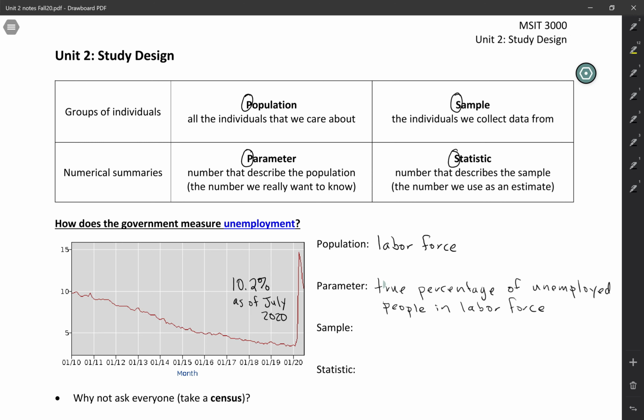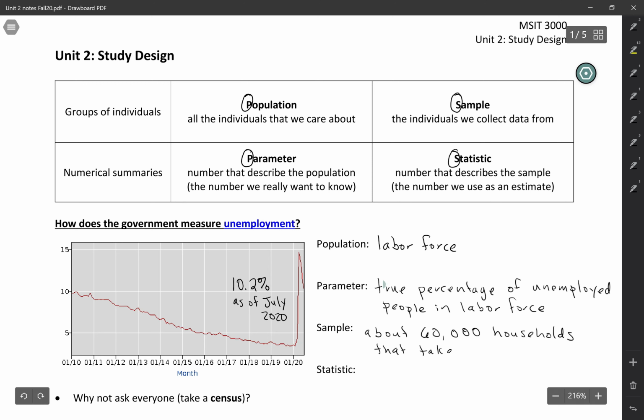So what about the sample? Where do they actually get this data from? It turns out that there's this really big survey called the Current Population Survey. It actually has about 60,000 households in it. So they carefully select these households to try to find a sample that's representative. But these 60,000 households that take part in, I'm just going to put CPS, that's the Current Population Survey.